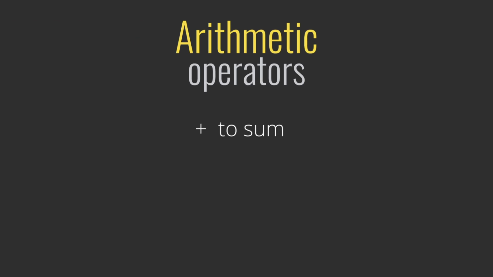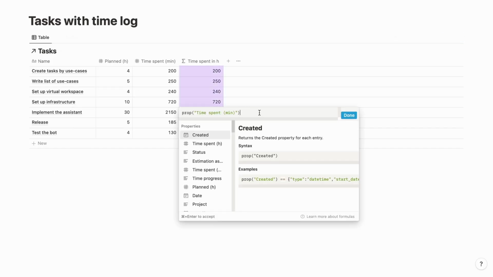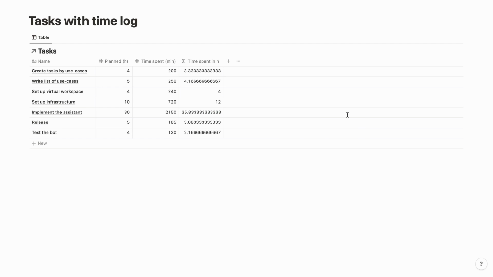In a Notion formula, we can use the same arithmetic operators that you can see in your smartphone calculator. Plus to sum, minus to subtract, asterisk to multiply, and slash to divide. So, Notion sees a number instead of this long prop function under the hood. To get the amount of hours, we need to divide the amount of minutes by 60. Let's add dividing by 60 to our formula and check the result. Easy, right? Later in this class, we will learn how to make such low numbers look more attractive.